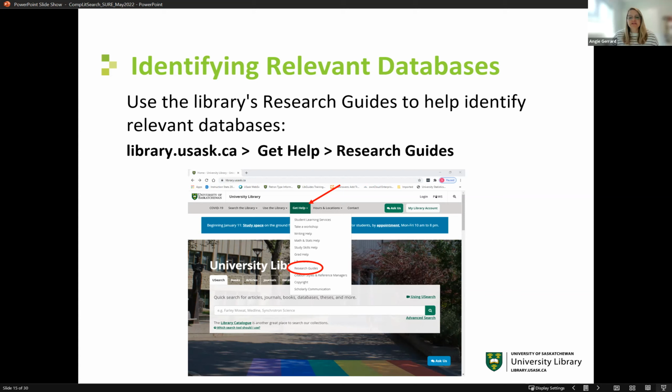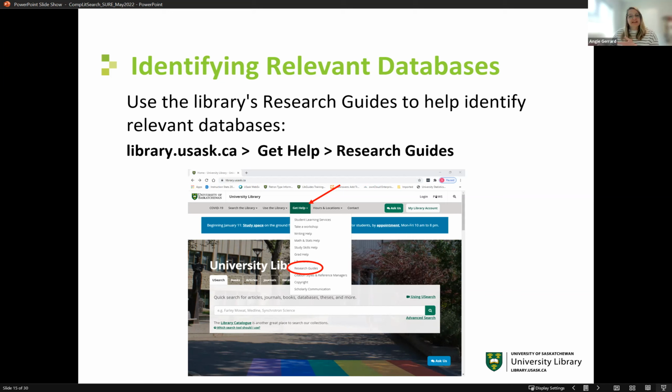On the website, there is a gray toolbar, and under Get Help, there are lots of different ways of getting help. One of the options is research guides. That's where you can find a research guide or a subject page for each of the main disciplines on campus. For instance, there'd be one for chemistry, biology, engineering, a lot of different ones for health sciences, all the different social sciences, and then you can navigate to your specific subject guide, and on there will be a list of recommended databases for that particular subject area.